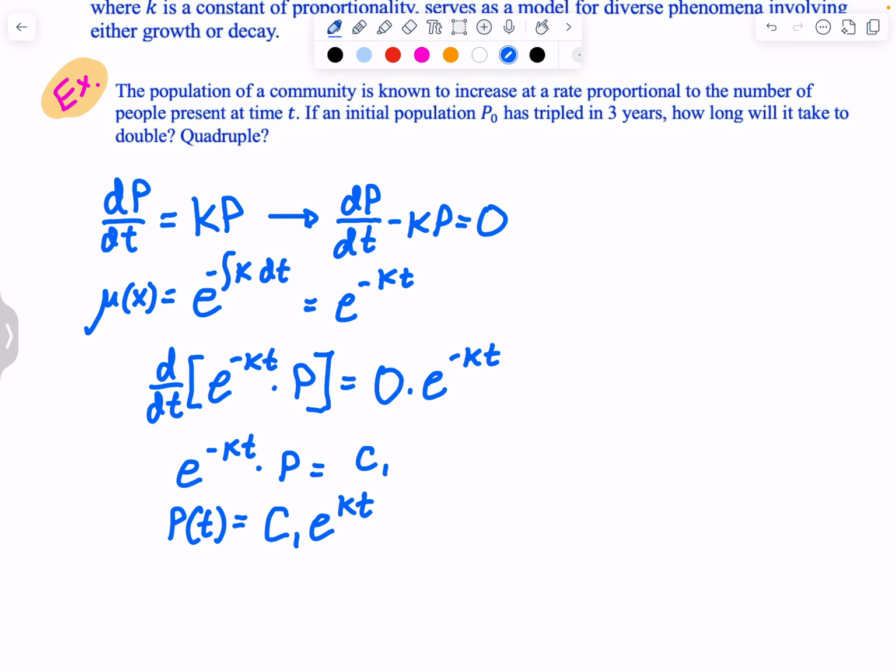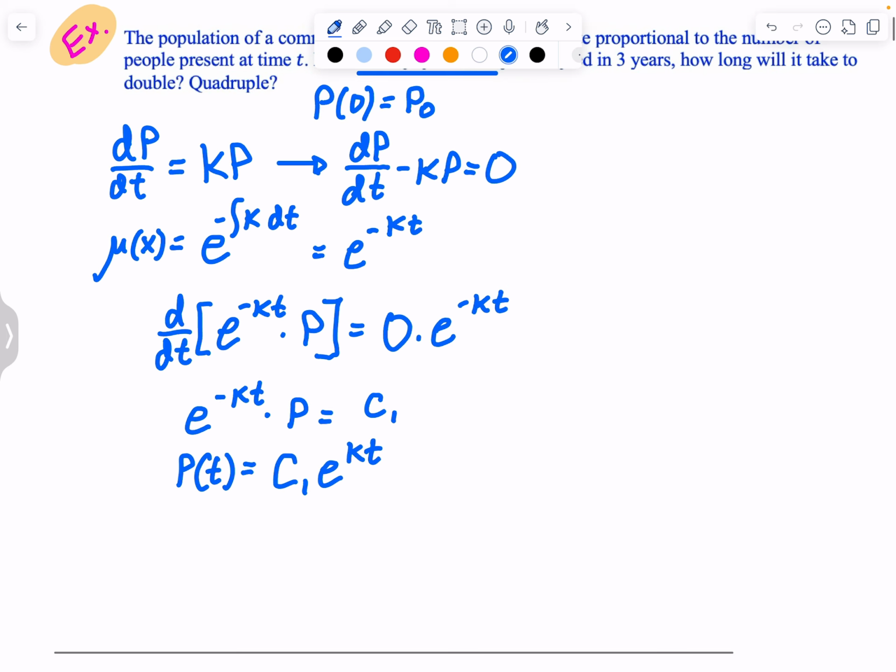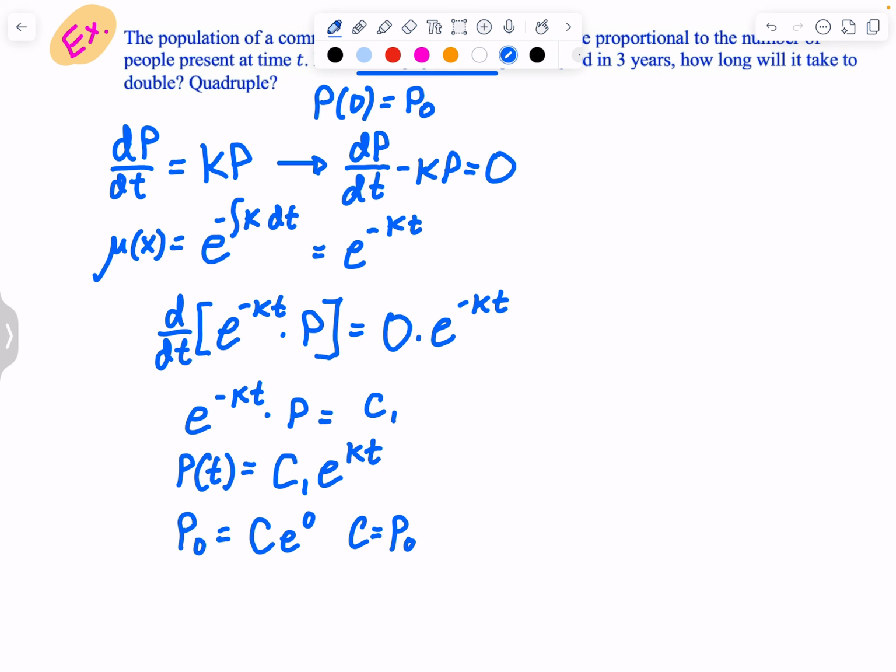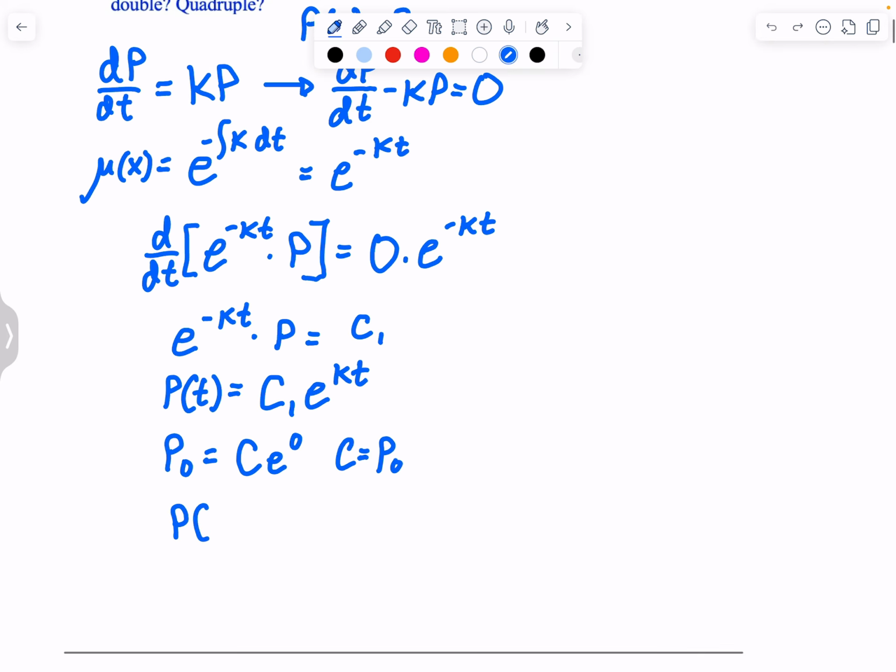Okay. Now they gave us the population at the beginning, and it's kind of hidden here. If the initial population is P naught, so I do grab something from that. I know P of 0 is P naught, so I'm going to use that to find my C. It's going to turn out nice and easy. Okay, I get P naught equals C e to the 0, so that means C is equal to P naught, which means my function is P of t equals P naught e to the kt.